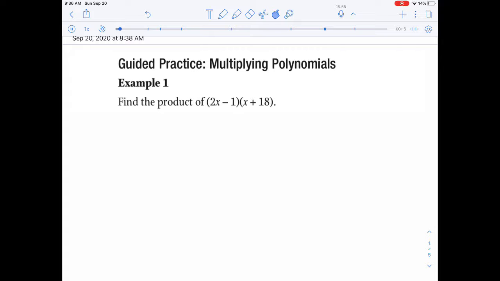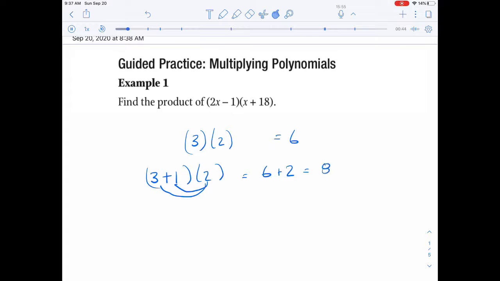If I have 3 groups of 2, I would be multiplying 3 by 2 to get 6. How about if I add one more group of 2? So in other words, I have 3 plus 1 groups of 2. I could distribute this 2 to my 3 to get 6, and I could distribute the 2 to the 1 to get an additional 2, which becomes 8.